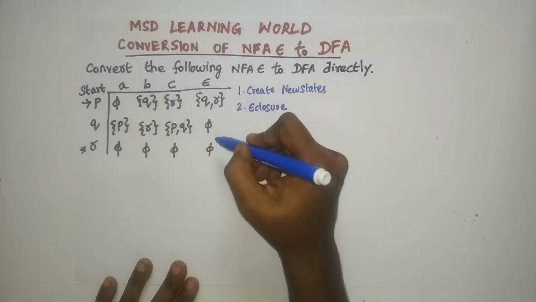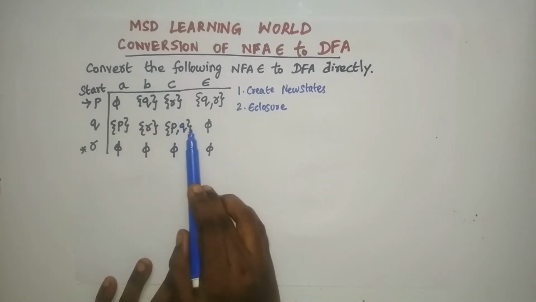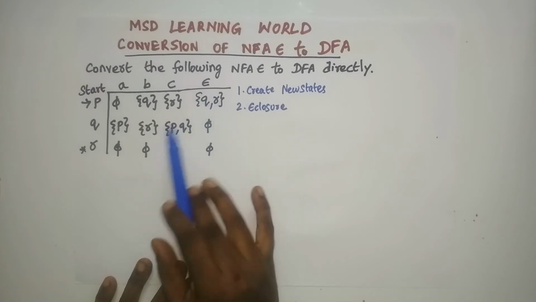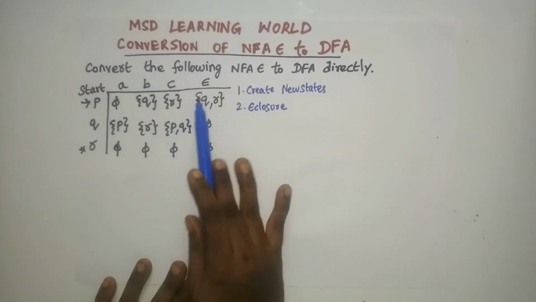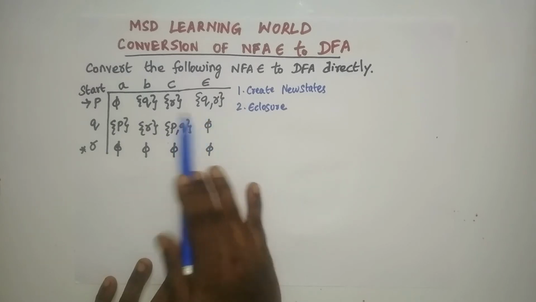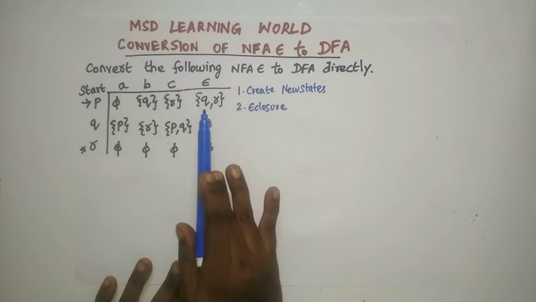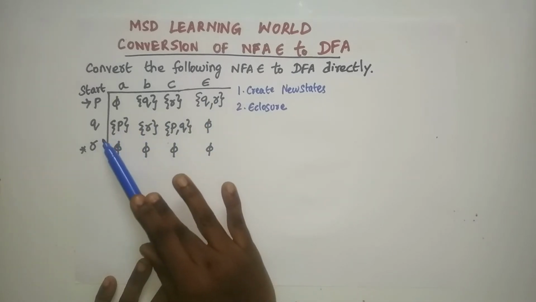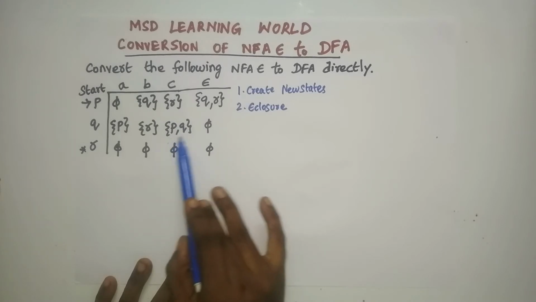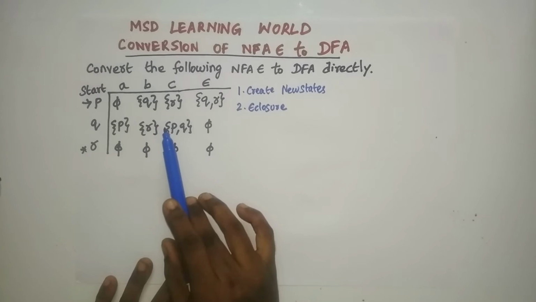So here the given machine is NFA epsilon because the states are represented with the set of all braces and we have an input as epsilon. So this machine is NFA epsilon and some of the states have non-deterministic property also. For example, from the state P on epsilon transition it is going to two states, and from the state Q on input C it is going to two new states. So the given machine is an NFA epsilon machine.